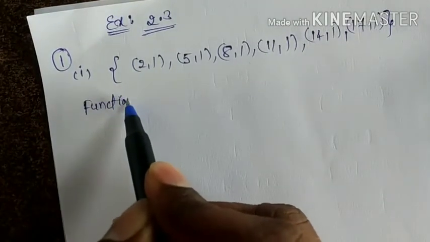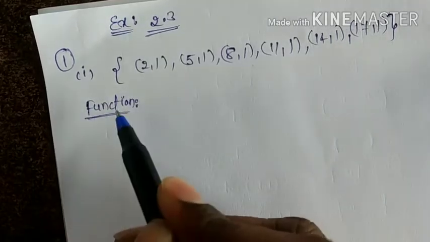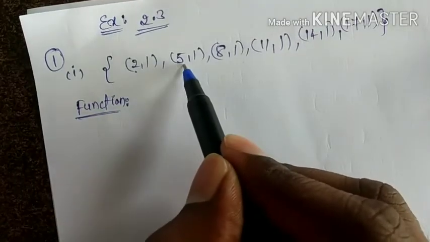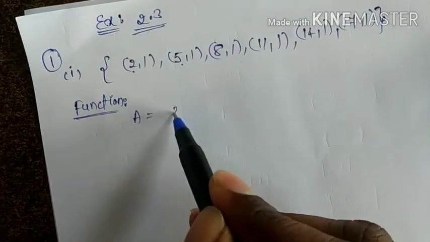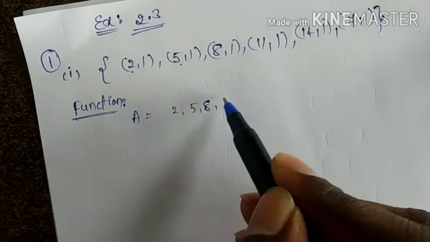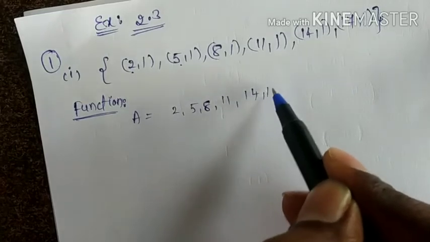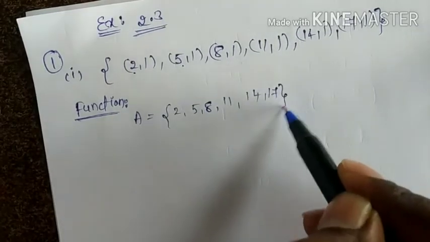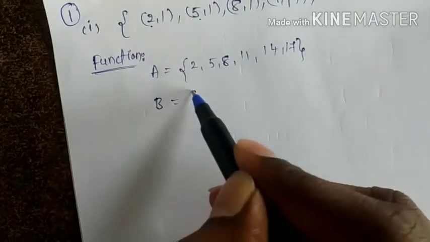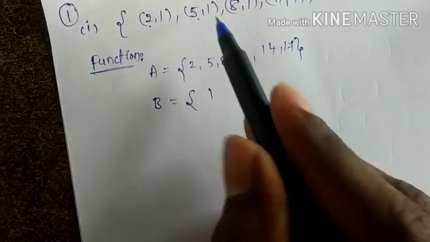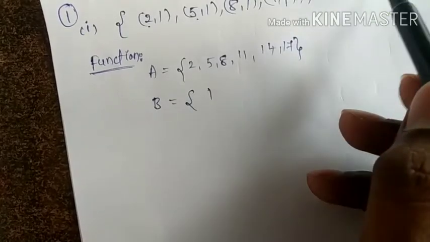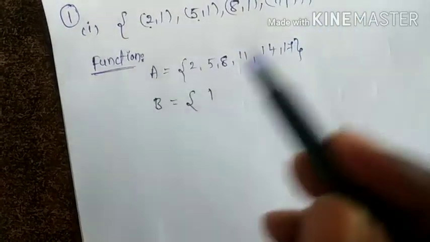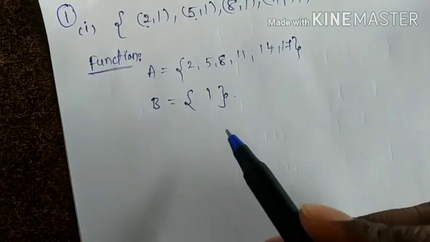So first let's see, these first elements represent set A. Already I told you, I consider like this. A is 2, 5, 8, 11, 14 and 17, right? And set B, the second elements, so here all the second elements are 1 only. Every ordered pair the second element is 1. So B is 1, right?